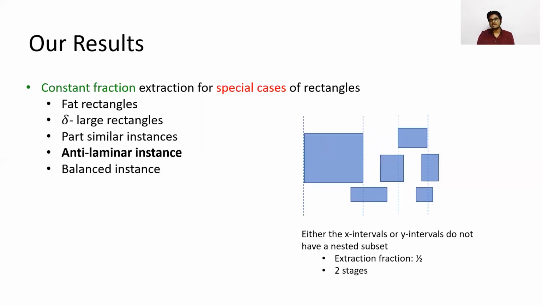Anti-laminar is an interesting instance. If you look at all these rectangles and project them onto the x-axis, these intervals are not contained in each other. This should happen either in the y direction or the x direction: no rectangle is contained in another, no corresponding interval is contained in another. Then we can extract half using 2 stages, even in the weighted case.